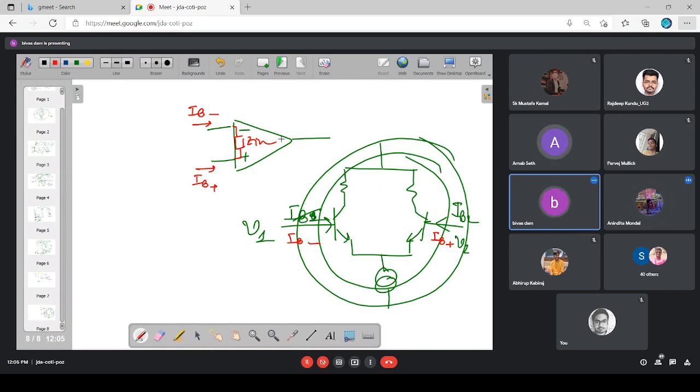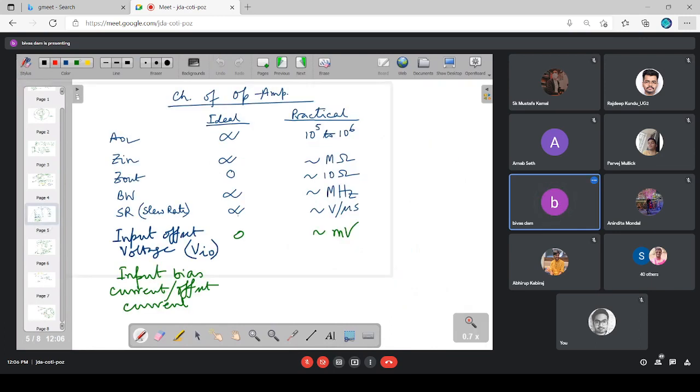0. But remember, for this difference amplifier to operate properly, this IB minus and IB plus cannot be practically 0. If they are practically 0, in that case, they are not properly biased at all. So they must be having some finite bias current. So though ideally the bias currents are 0, practically they are of the order of microampere.